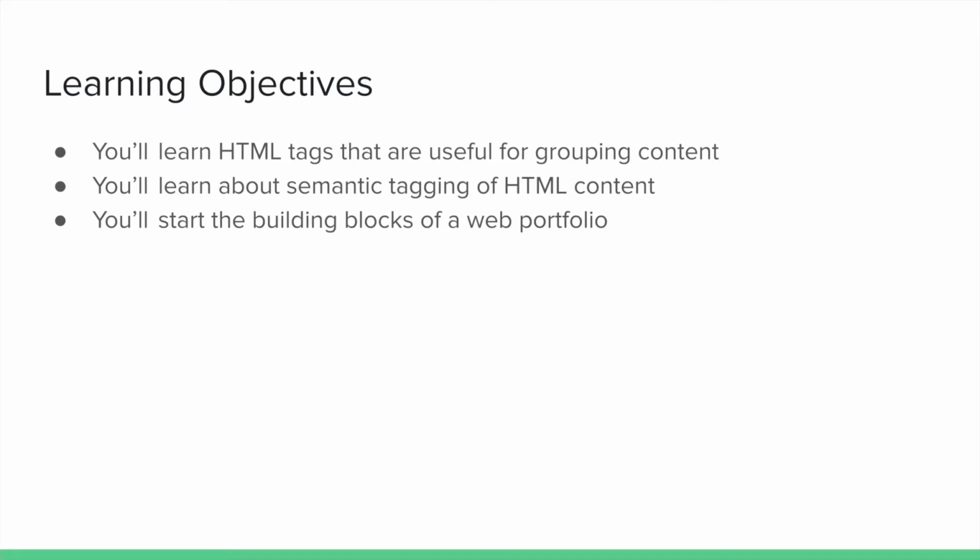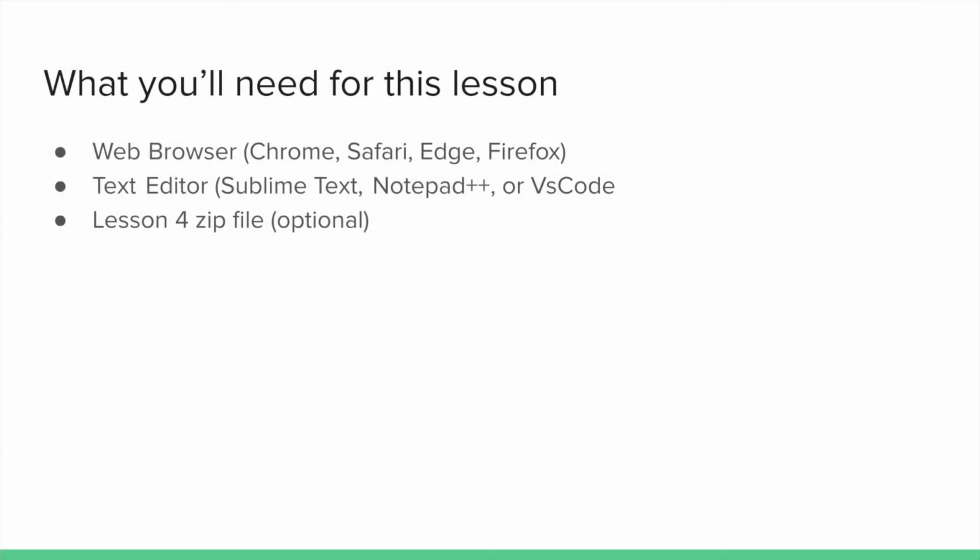So regardless of what industry you're in or what you're trying to create in your portfolio, this lesson will help you get a good baseline for those elements that you'll need in a portfolio. So what you'll need for this lesson, again, of course, is a web browser and a text editor. You can download the before and after lesson 4 zip file in the lesson content page. That's optional, or you can just follow along with where you left off last time.